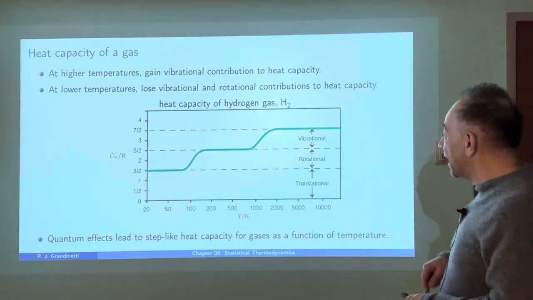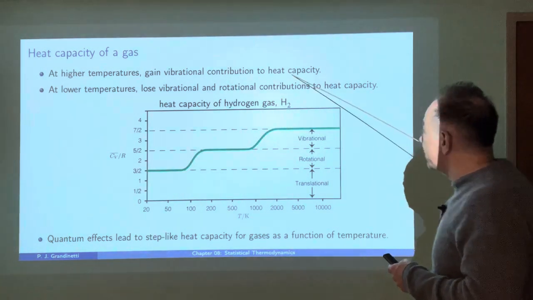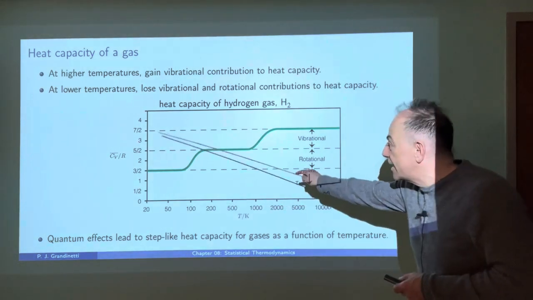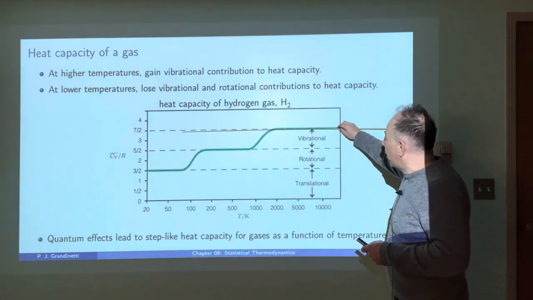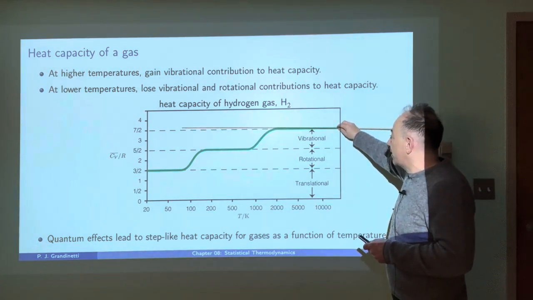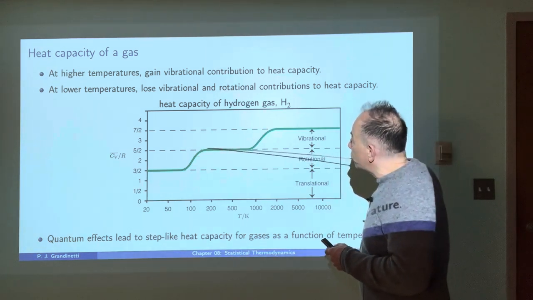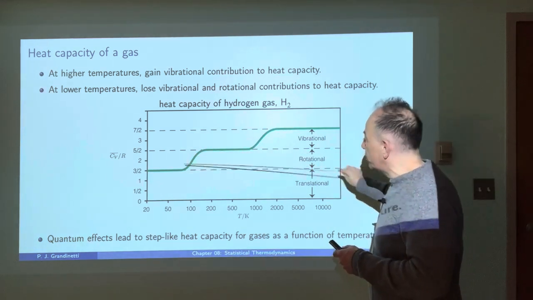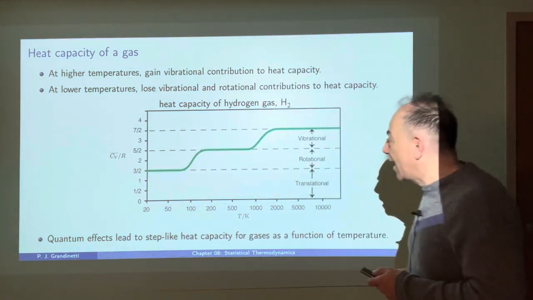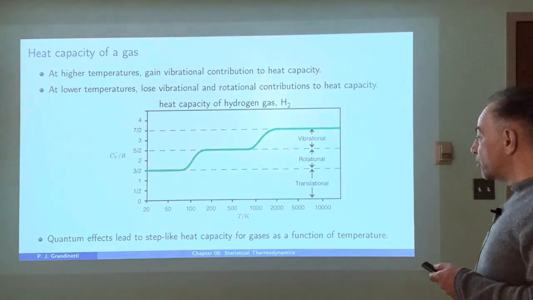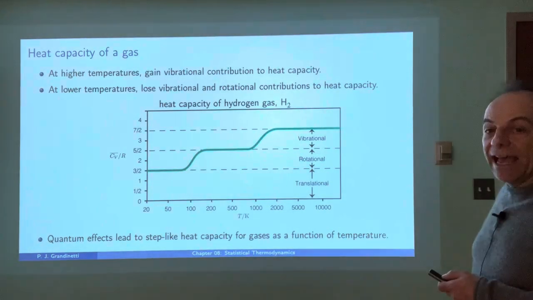If you look at, say, hydrogen gas, what you see is that if you go to higher temperatures, you can get to the vibrational contribution. So here's the heat capacity of hydrogen gas, and you can see you get to 7/2 R if you get to temperatures well above 1,000 degrees C. But if you go too low, you not only lose the vibration, but you can actually lose the rotational contribution, and then you would drop down to just 3/2 R. So it's the quantum effects that give us this step-like dependence to the heat capacities of gases.